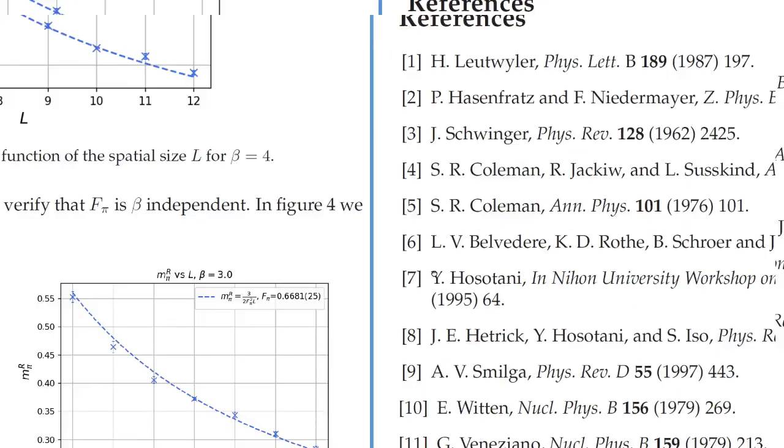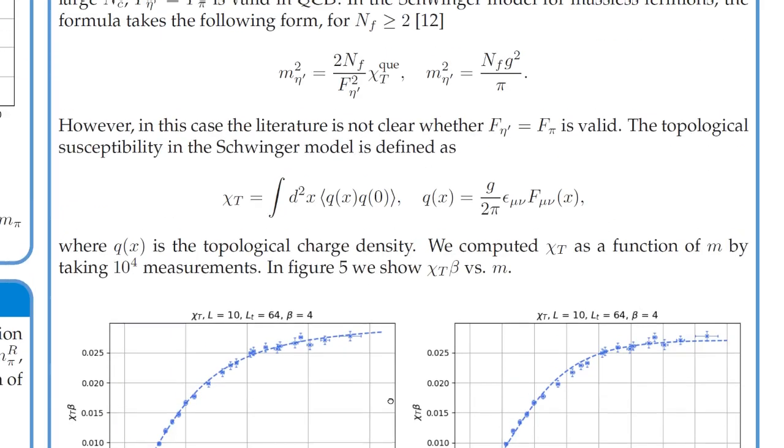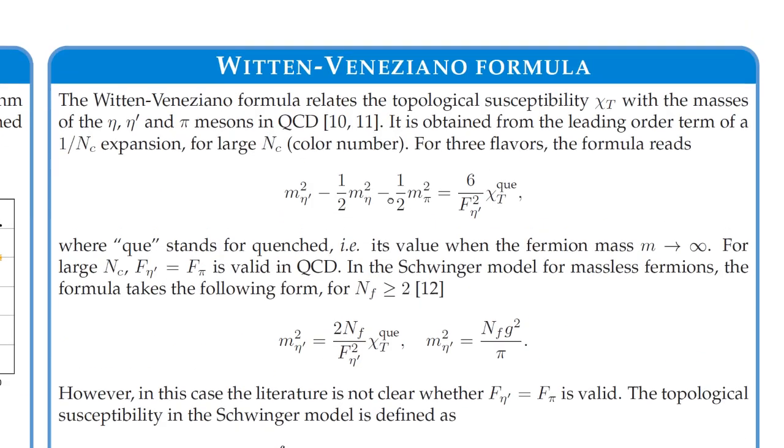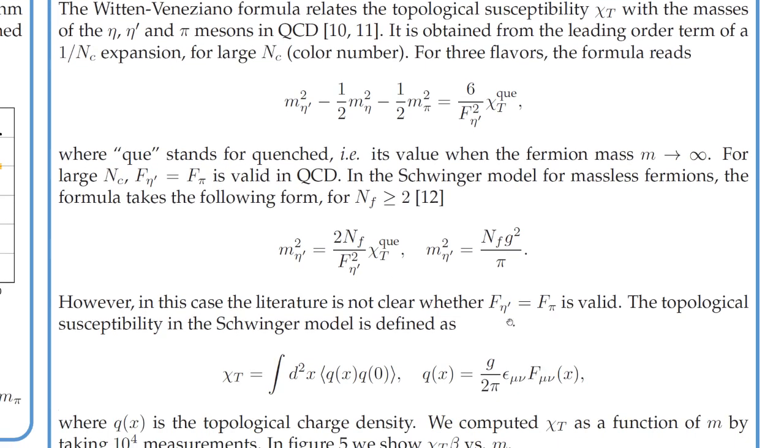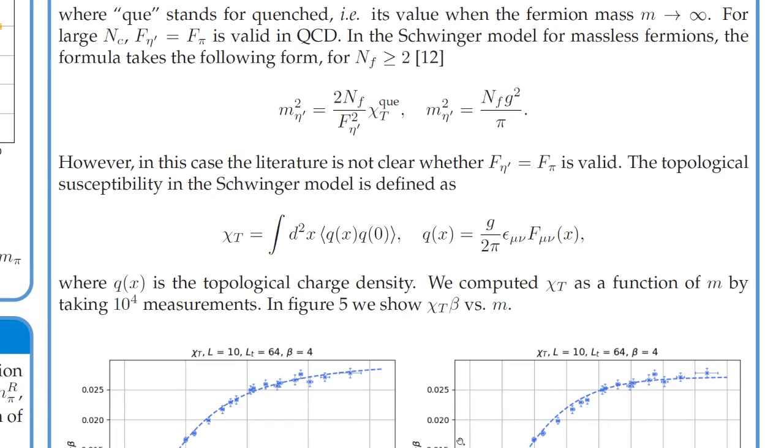And well, to finish, as a cross-check we determined the pion decay constant by an independent method that consisted of using the Witten-Veneziano formula, which for the Schwinger model has this expression here, where chi_t^Q is the quenched topological susceptibility and f eta prime is the eta prime decay constant. In QCD, it's valid to take the eta prime decay constant equal to the pion decay constant, but in the Schwinger model the literature is not clear whether this relation holds. Still, we try to compute f pi by using this formula.